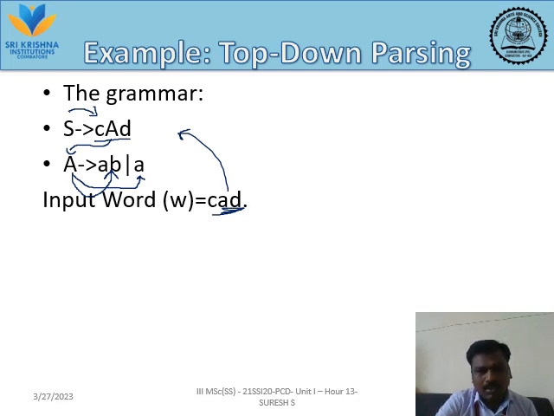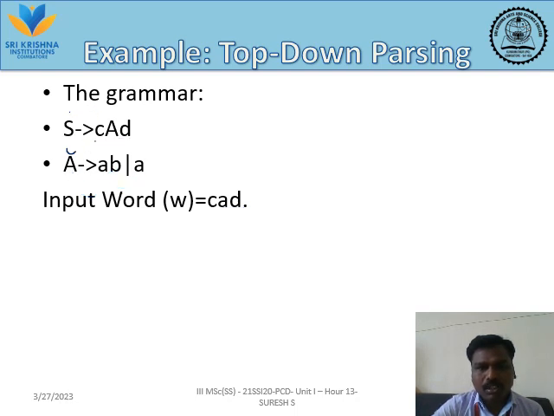So how do you do this? That's what I'm going to elaborate a little more for you guys, so you can easily understand how tableau parsing works. Consider the input word W equal to CAD, and then the grammar productions. Are you all clear about this? What are the terminals and what are the non-terminals here? You should know this before going into the example or the demonstration.